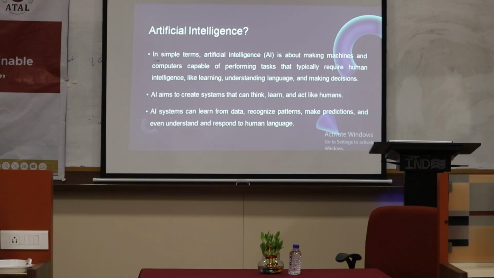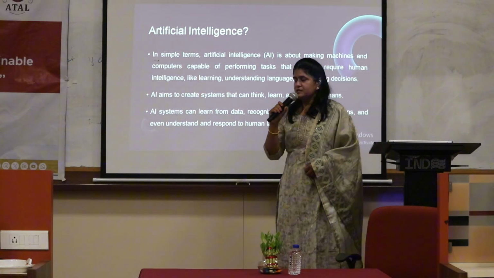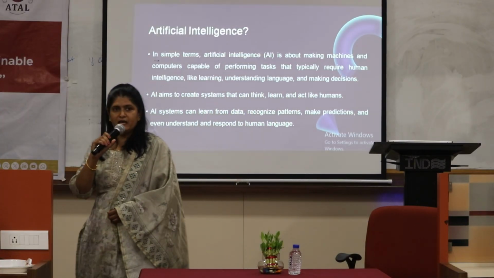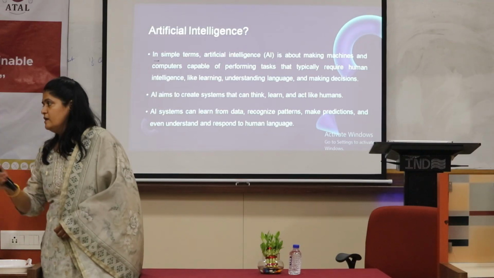Next is artificial intelligence, the heart of generative AI, correct? So what is AI? It is about making machines and computers capable of performing tasks which typically require human intelligence, like learning, understanding language, and making decisions. We require AI to understand what the machine wants to say. Okay. Just a minute.